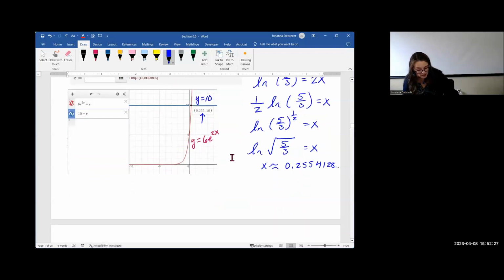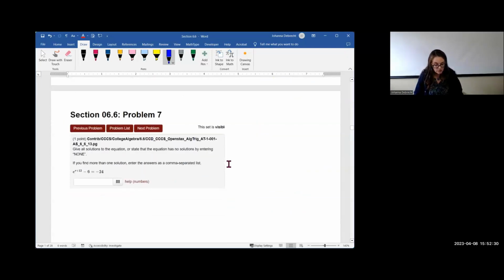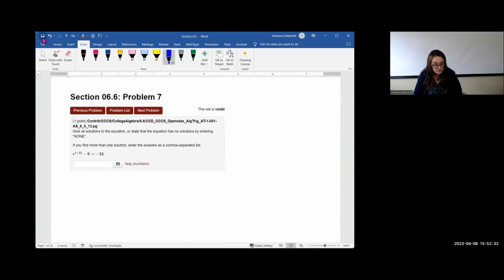All right, let's move on to the next problem, which is problem number 7. Problem number 7 is a little bit different than the others because we have a non-exponential term on the left, -6, and a non-exponential term on the right, -24. So the first thing we want to do is isolate that exponential. So I'm going to take the equation e to the r plus 12, and I'm solving for r, and I'm going to move the -6 to the right side by adding 6 to both sides.